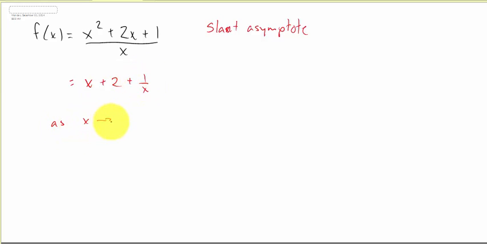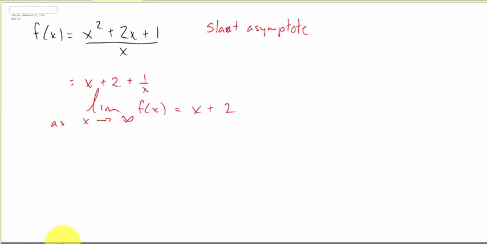As x goes to infinity, remember that's what we do when we're finding asymptotes, when we want to know what's going on at the outer edges of this graph. If we take the limit as x approaches infinity of f of x, this does end up being infinity, but this extra term, this last term, this 1 over x, approaches 0. And so the rest of this is approaching the basic shape of x plus 2.